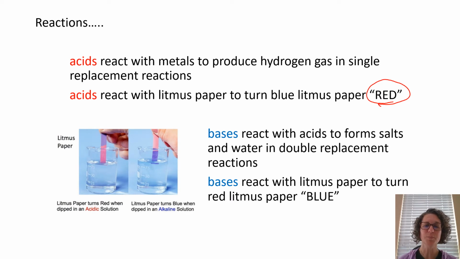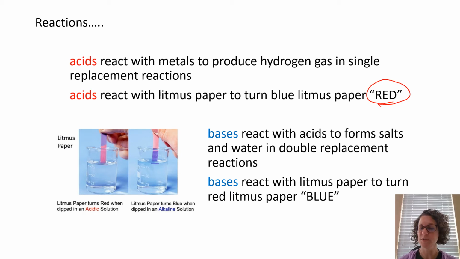And then with bases, one of their big reactions is that they will react with acids to neutralize the acids, and they produce a salt, again, a chemical salt, so not necessarily like the salt on your kitchen table, and water. And that's a double replacement reaction, so you have two things trading places and two new compounds formed. And then bases will react with litmus paper to turn, again in quotes, that red litmus paper blue. And so that's the picture over there on the right.